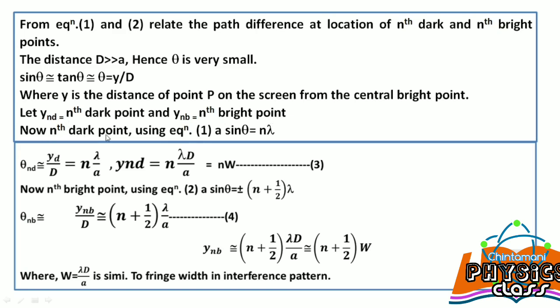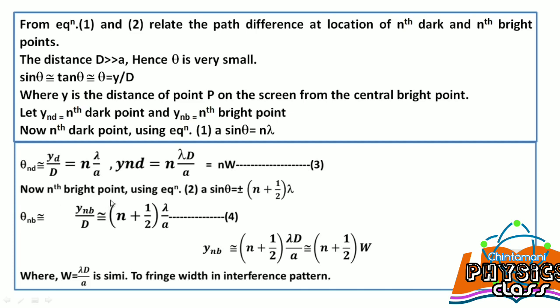Now we can write the nth dark point using equation 1. What is equation 1? a sin theta is equal to n lambda. Therefore theta_nd is nearly equal to y_nd divided by capital D, which is equal to n lambda divided by a. Again, y_nd is equal to n lambda D divided by a, which is equal to n W. This is equation number 3.